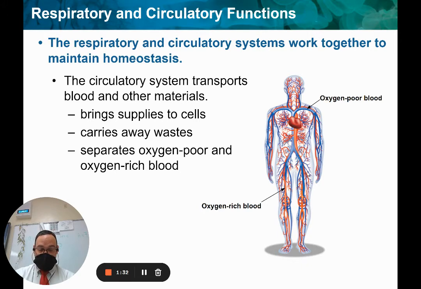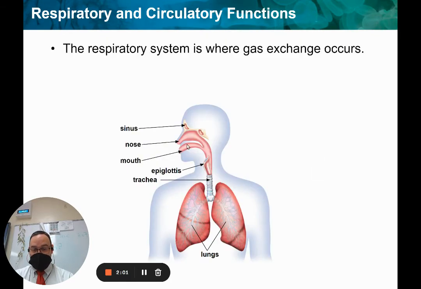Oxygen poor blood comes from your muscles and stuff. Your muscles and your other cells use up oxygen to get energy from sugar. And then they will take that oxygen poor blood through veins towards your heart. So once the blood's oxygenated, it goes to arteries. It's oxygen rich. It goes to your body. Your body uses up that oxygen. Carbon dioxide comes back, and it's oxygen poor blood that comes back in veins.